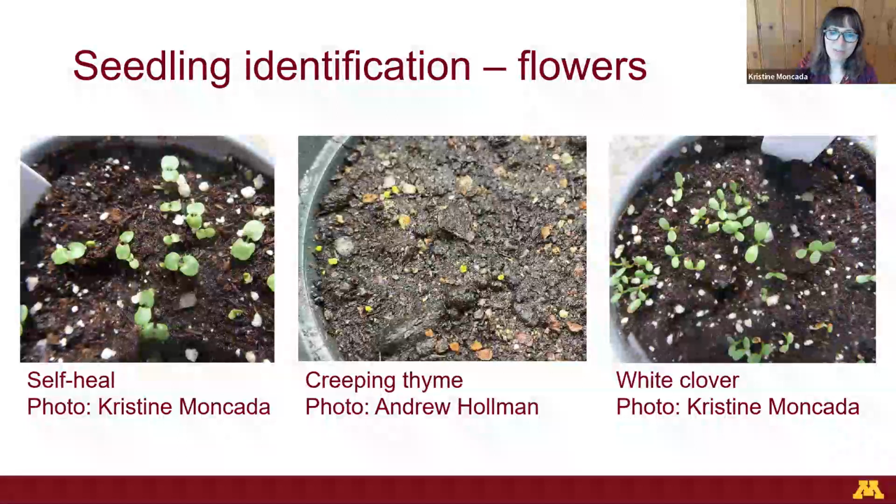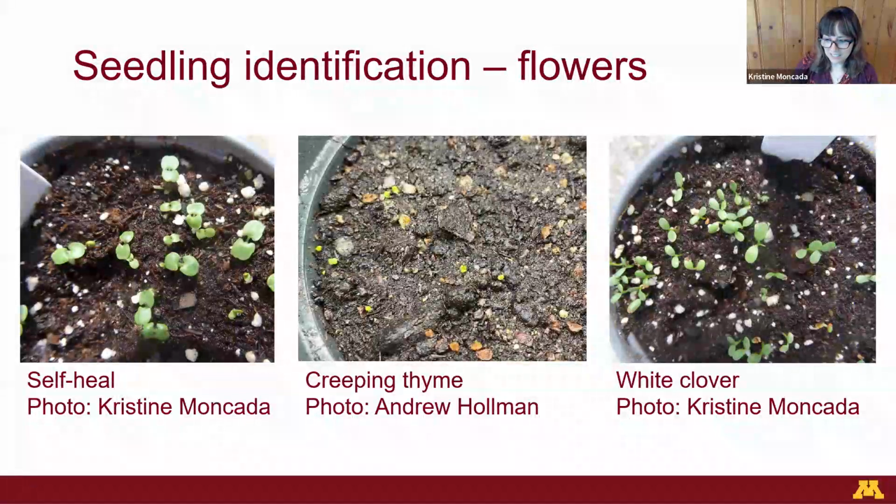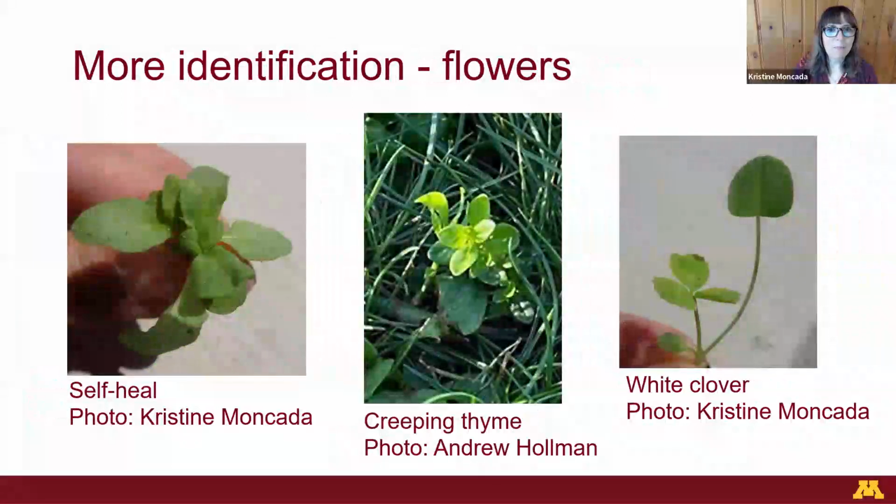As I've mentioned before, Creeping Thyme has a tiny seed. It also has a tiny seedling. So again, it's a little hard to tell at this stage unless you're a pro. As they get older, it's a little bit easier to tell what's what. So with white clover, you'll start to see what's called a watermark, which is that white mark on the leaf. The pattern varies depending on the plant.